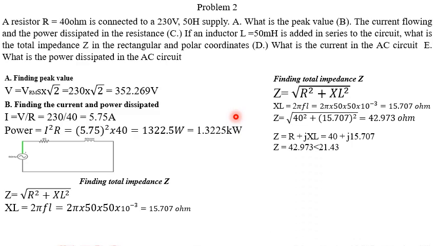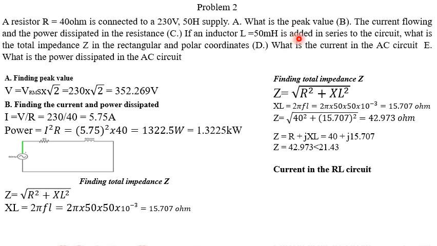And changing it into polar coordinates, we just find the angle. How do we find the angle? Theta is equal to the tan inverse of 15.70 divided by 40. Then we get our angle of 21.43 degrees. So this is how we simply get our angle.